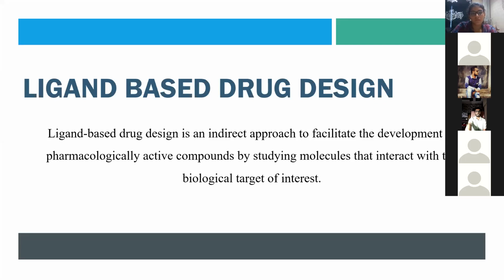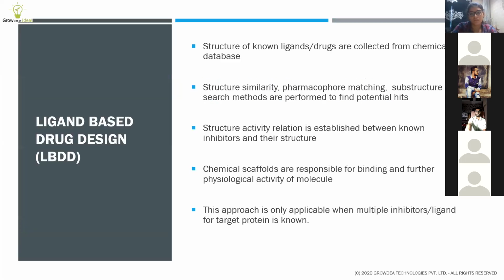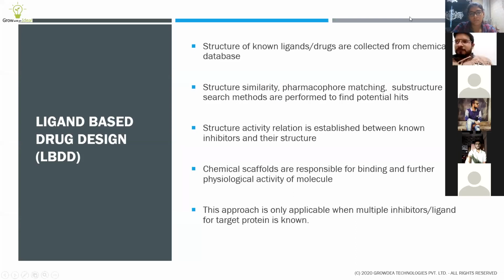As I said, here we don't need the structure of the biological target, but what we need is a set of compounds which have already shown some activity in experiments for a particular target, and we will use those compounds to design something better. How can we do it? Let's go further and find out what we can do in ligand-based drug designing, especially in QSAR or pharmacophore. So the structures of known ligands are collected.